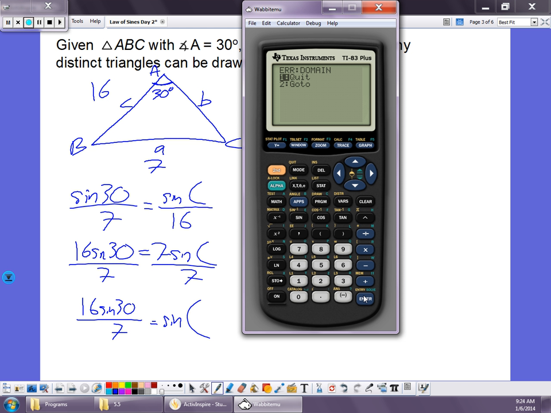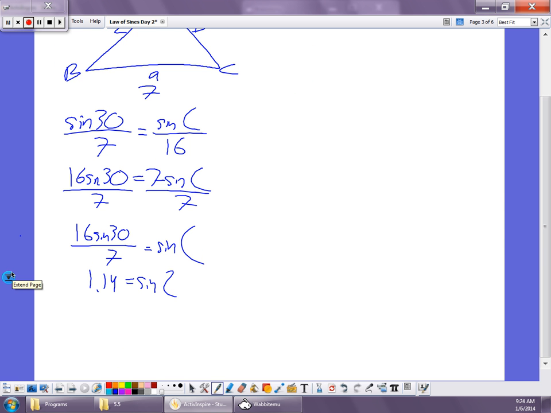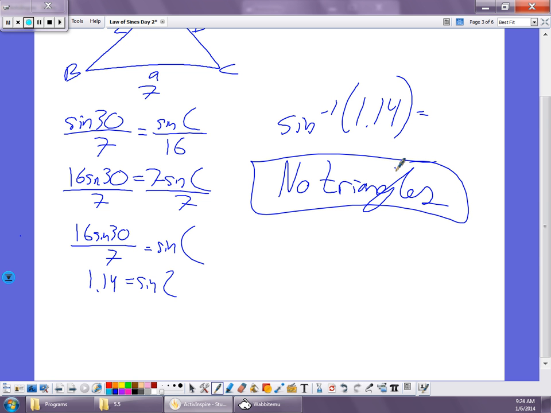Okay, so this ended up being, what was it? 1.14. So 1.14 equals sine C. So when you take the inverse sine of 1.14, that cannot work because that's not between -1 and 1. So the answer to this one would be no triangles. All right, so if you get that error when you're solving for that first angle, or any angle, the answer is going to be no triangle.